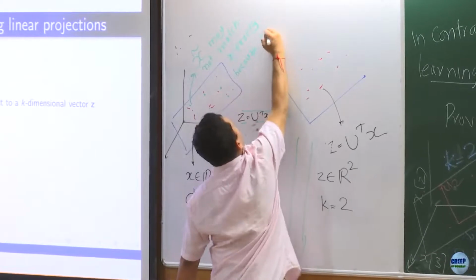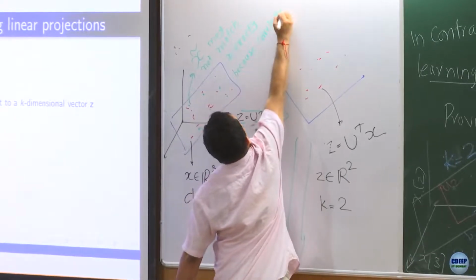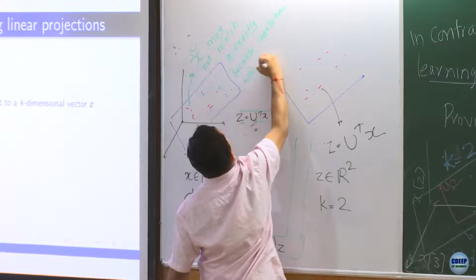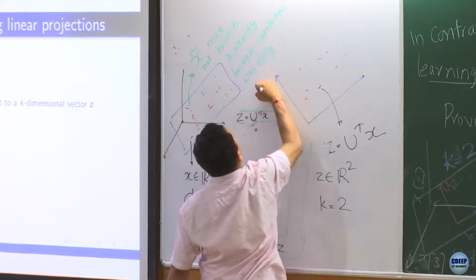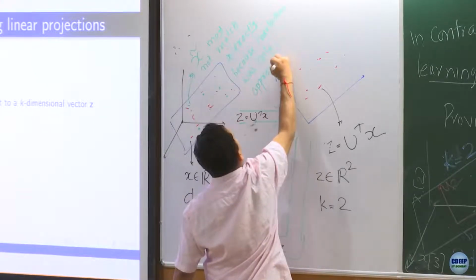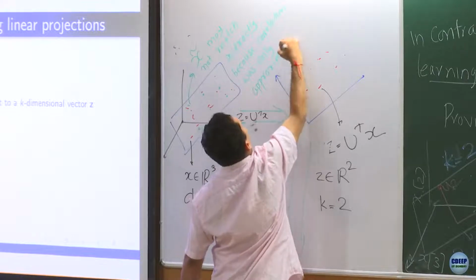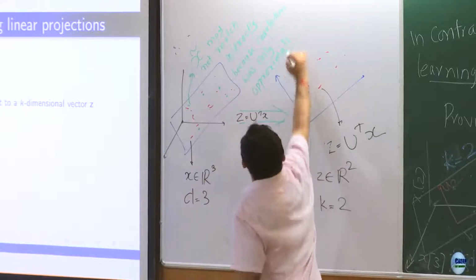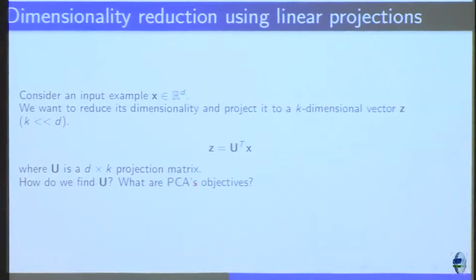Because correlation was only approximate. Is that clear?